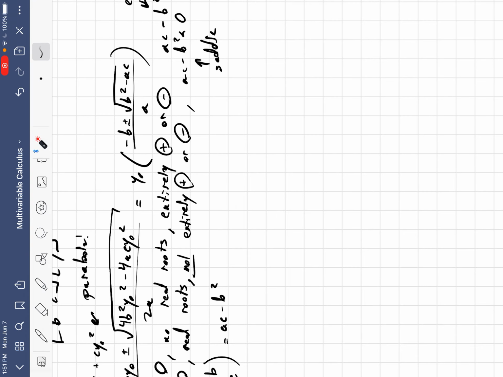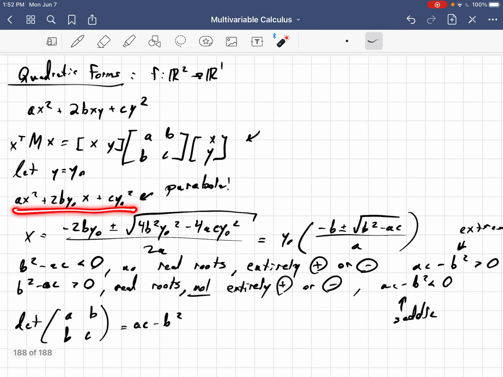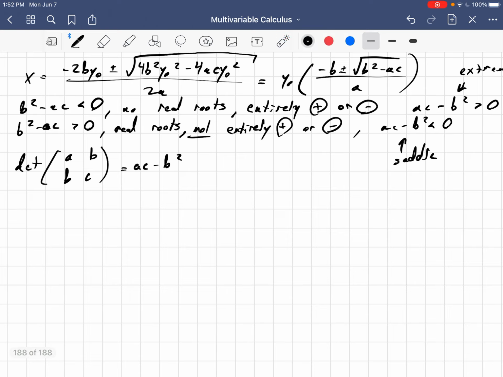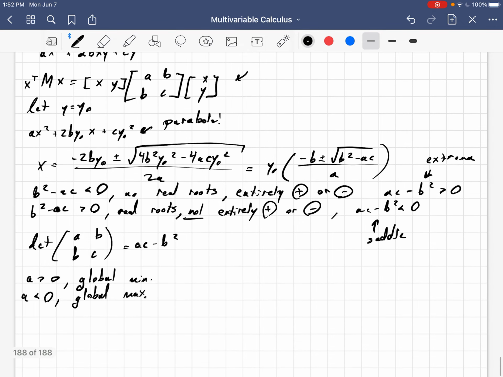Now, another thing to realize, going back up to right here, just standard algebra 2 rules: if the leading coefficient is positive, we have the parabola going up, and so we have a global minimum. And if a is negative, the parabola is going down, and we have a global maximum, or local maximum. It depends on the domain you're considering.